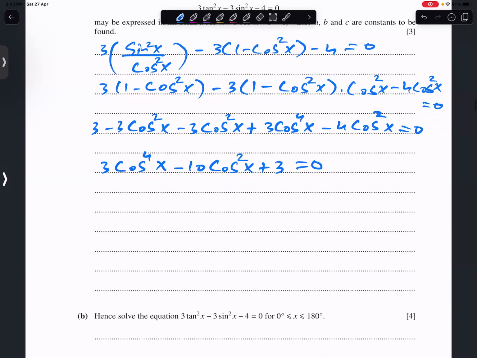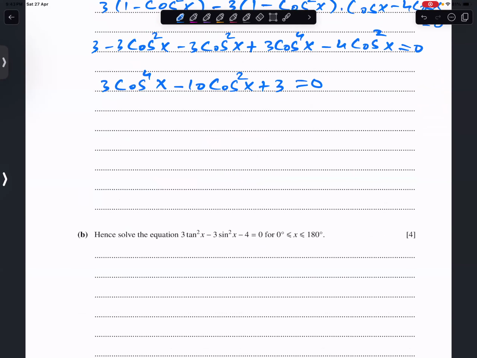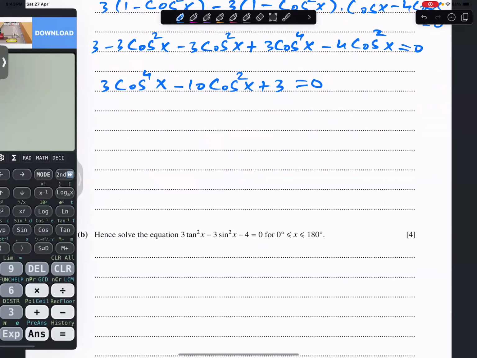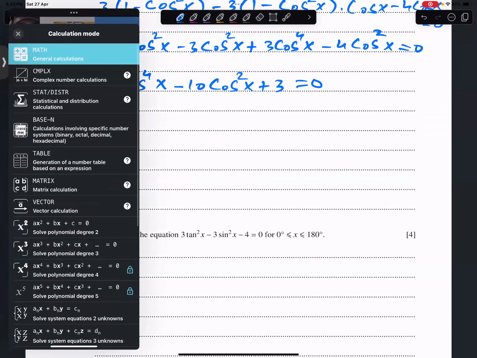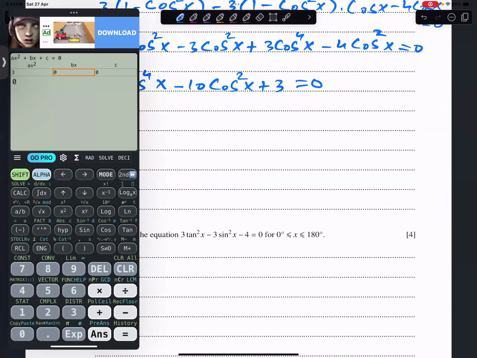Now hence solve the equation. To solve the original equation, we will solve the transformed equation. So as a quadratic equation, this will become 3, minus 10, 3. So the first value of cos square x will be 1 over 3. And the second value of cos square x is just 3.